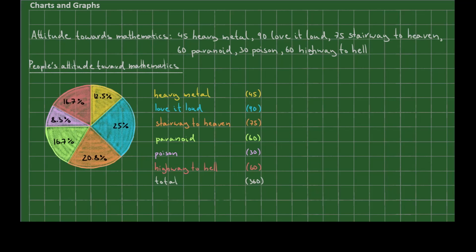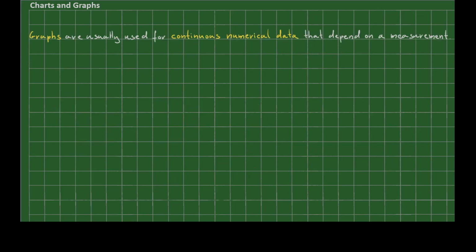Let me now turn my attention to graphs. How are they different from charts? Well, we still use graphs to visually represent data. However, we tend to use graphs to represent continuous numerical data rather than discrete or categorical data. In short, continuous numerical data depends on some sort of measuring instrument. Also, continuous numerical data can be sliced into ever finer pieces.